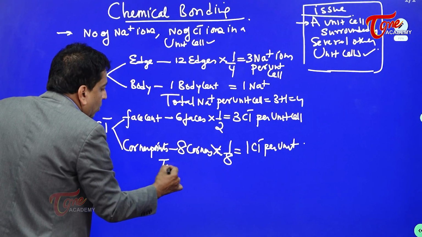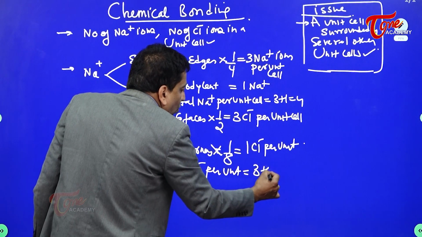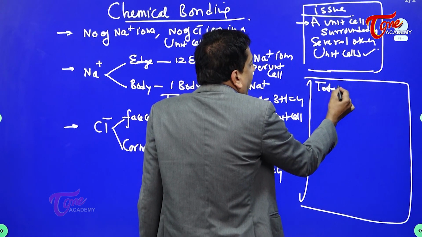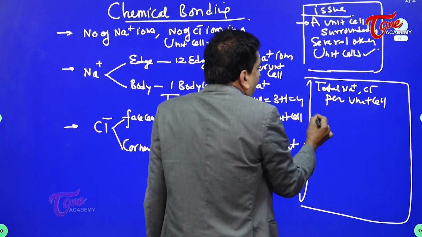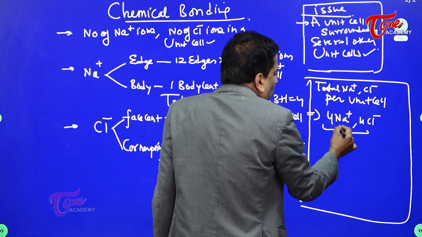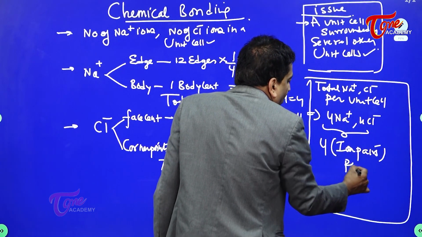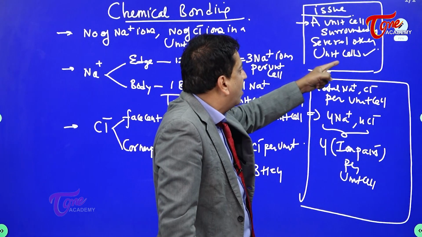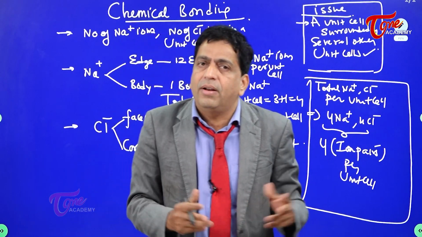So total Cl− per unit cell is basically 3 plus 1, that is 4. So if I calculate total Na+, Cl− per unit cell, then it is 4 Na+, 4 Cl−. You must understand, I call this 4 ion pairs per unit cell. Now why is all this discussion happening? Because the issue is the unit cell is surrounded by several other unit cells. You must understand that. Right? We will get into a numerical calculation for this, and we will do that.